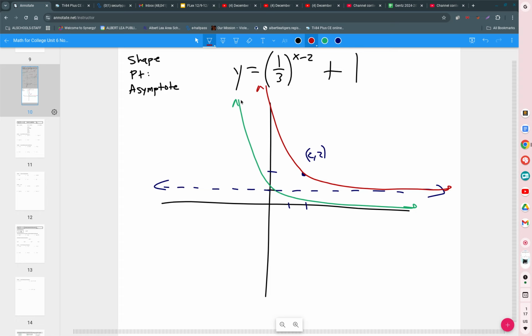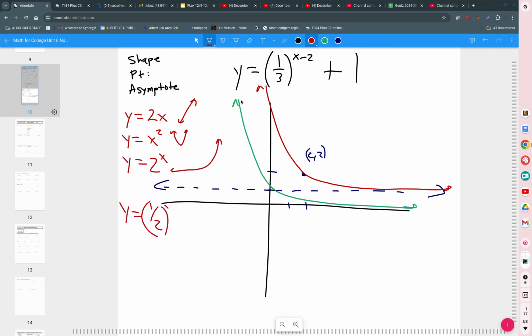So we're not going to test on this, but I just want to make sure that the key points to what we talked about today are all understood. What shape does that make? Fine. A line. This makes a parabola, and this starts low and gets big. What if it was y equals 1/2 to the x? Starts larger, gets smaller. You okay with that?